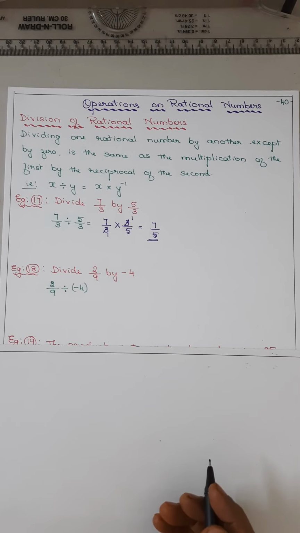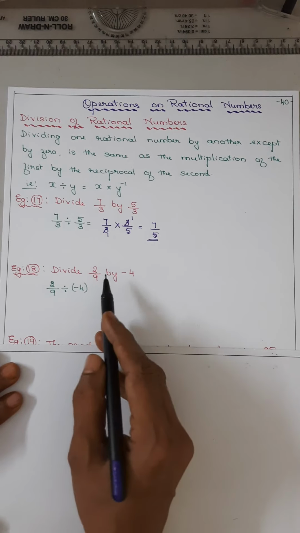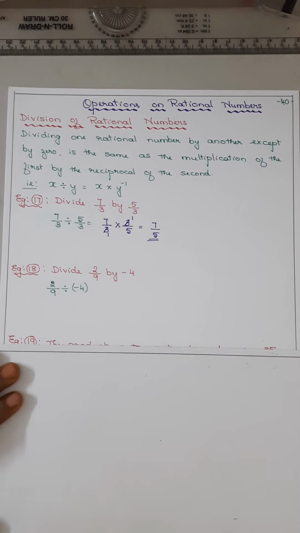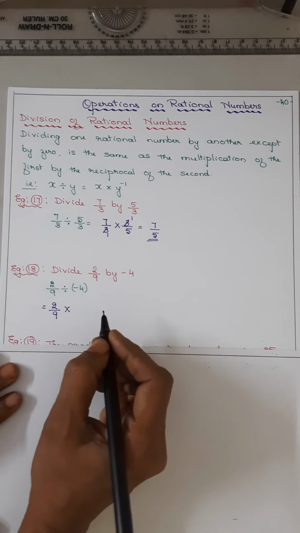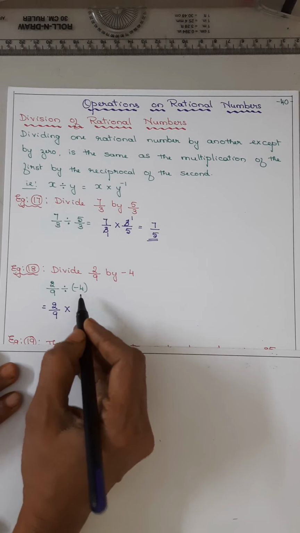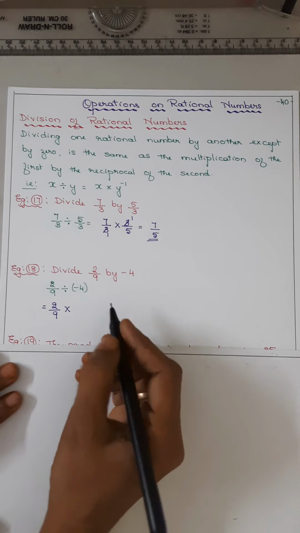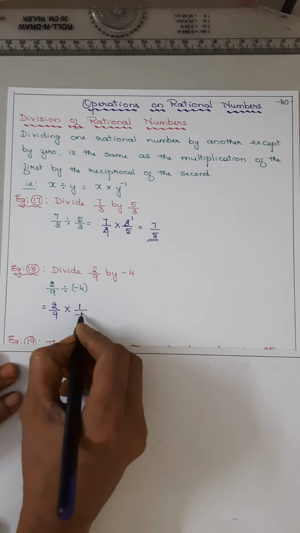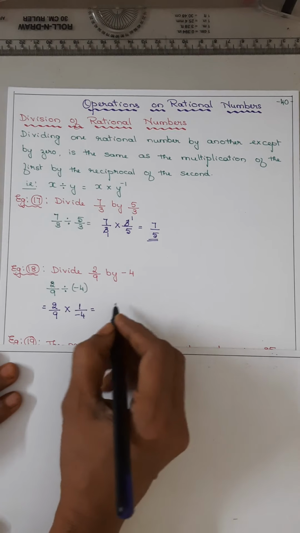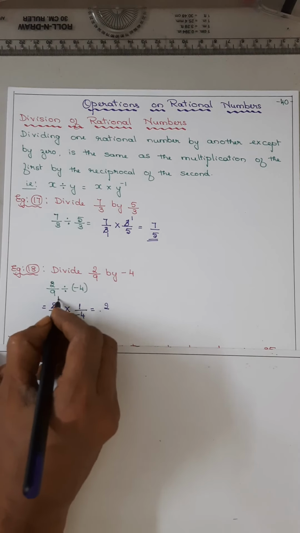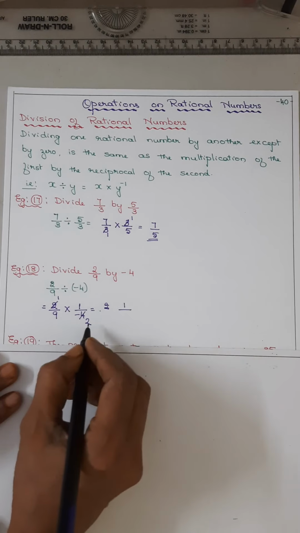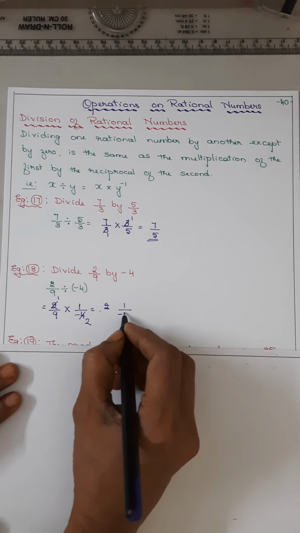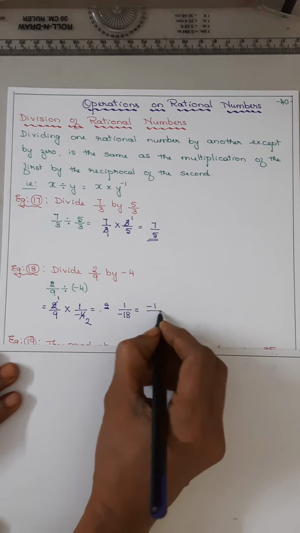So coming to the 18th example, divide 2 by 9 by -4. So it is 2 by 9, division sign becomes multiplication, -4. What is the reciprocal? It is 1 by -4 or -1 by 4. So 2 ones are 2, 2 twos are 4. So it will be 1 upon 9 into minus 9 into 2, it is 18. So the answer is -1 upon 18.